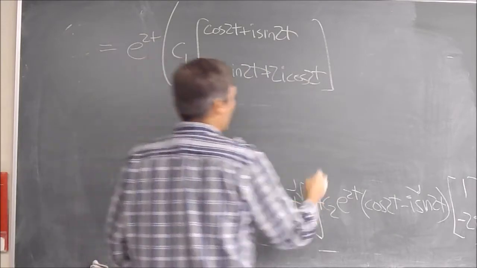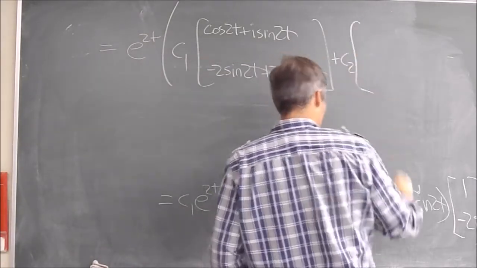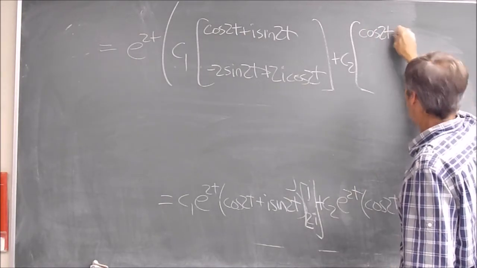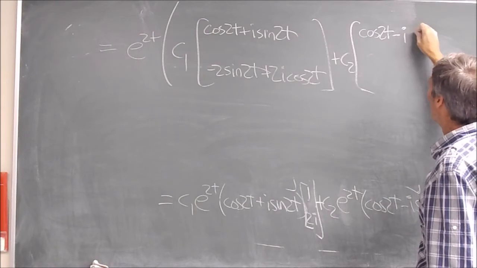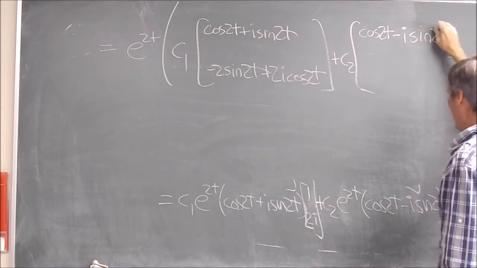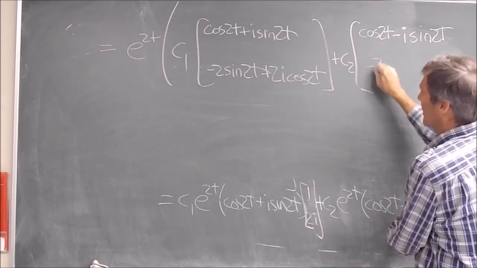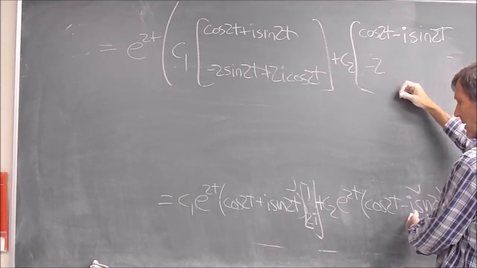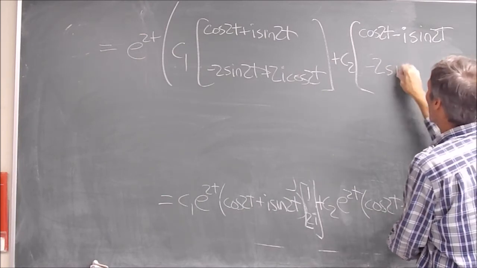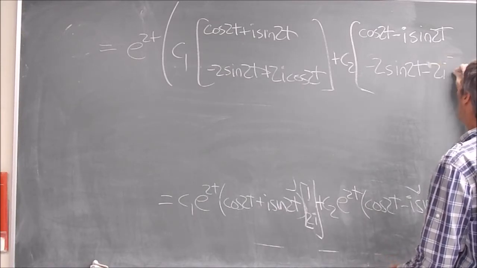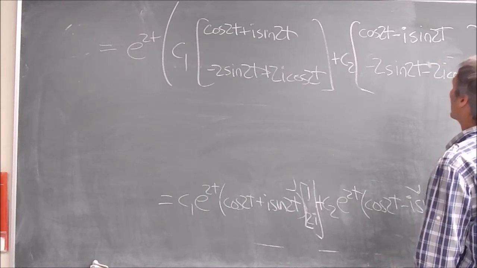And then we have to add to that this part. c2 multiplies, let's see, cosine 2t minus i sine 2t. This times this, and then this times this gives us, let's see, minus 2i times minus i is minus 2 sine 2t, and minus 2i times cosine is minus 2i cosine 2t. It looks like that.